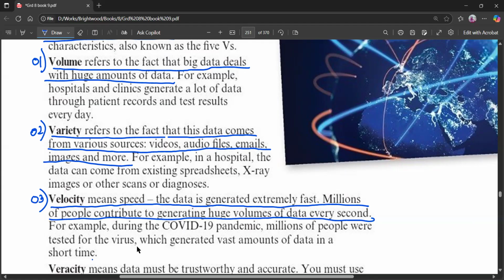Okay, can you please write down the underlined part? Please do it quickly. Yes, write it down. That's about the velocity.